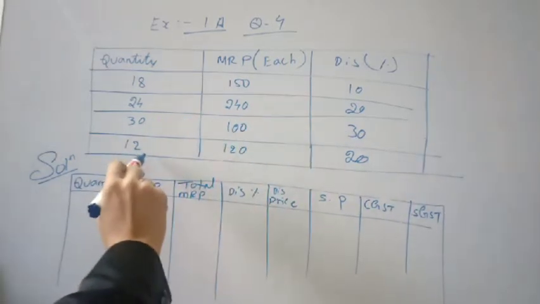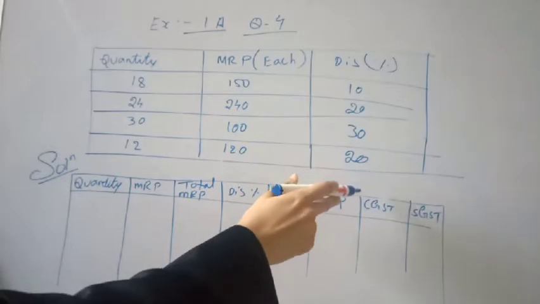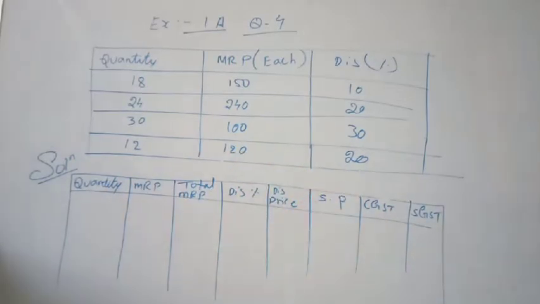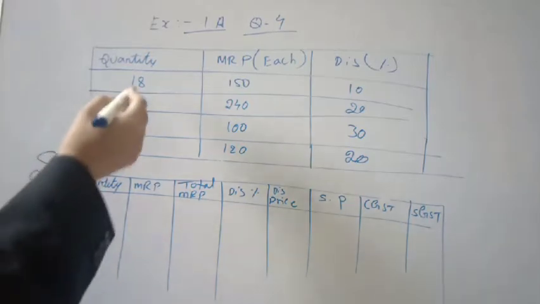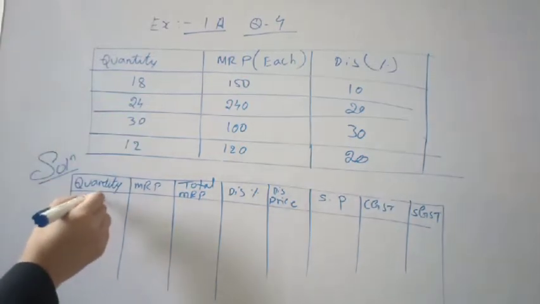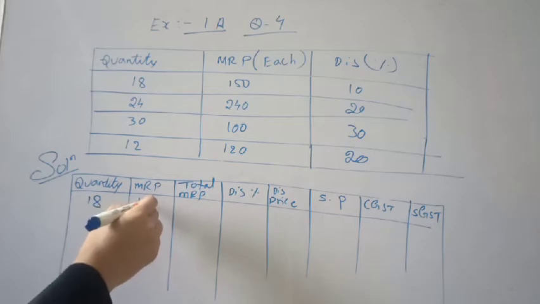So here we need quantity, MRP, then total MRP, discount percentage, discounted amount, then selling price, CGST and SGST. We need these things. So let's get started.